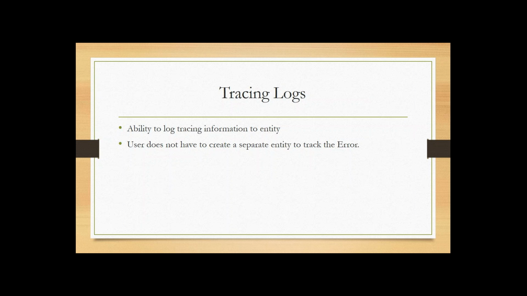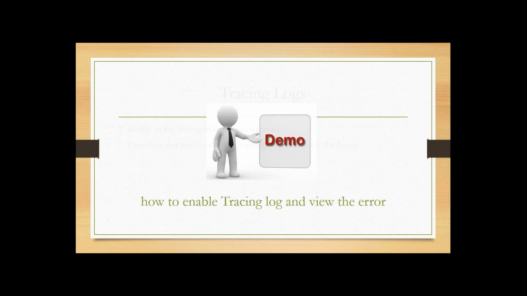Or if the plugin was registered asynchronously, the tracing information is shown in the system job. Available with the Spring Update 1 of CRM 2015, system administrators and developers can now configure CRM to write trace logs to a new CRM entity. These logs can then be viewed within the CRM application. By default, permission to view the logs is enabled for system administrators and system customizers, but can be granted to other users. So let's have a demo of how to enable the tracing log and view the error.